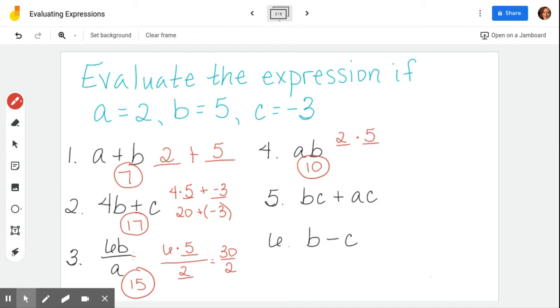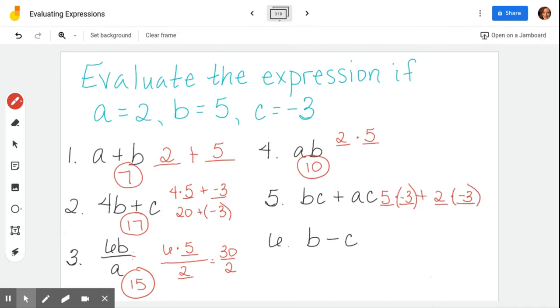Number 5 definitely looks more intimidating than it is. So I've got 2 numbers that I'm multiplying. I've got 2 more numbers that I'm multiplying, and then I'm going to add those answers together. Instead of B, I'm going to replace that or substitute in its value of 5. Instead of C, I'm going to replace that with a -3. And really, remember, we would put negatives in parentheses. Instead of A, I'm going to put a 2. And instead of C, again, I'm going to put -3.